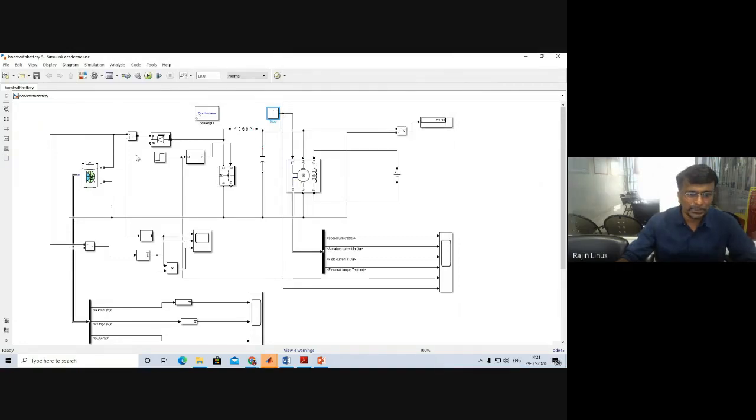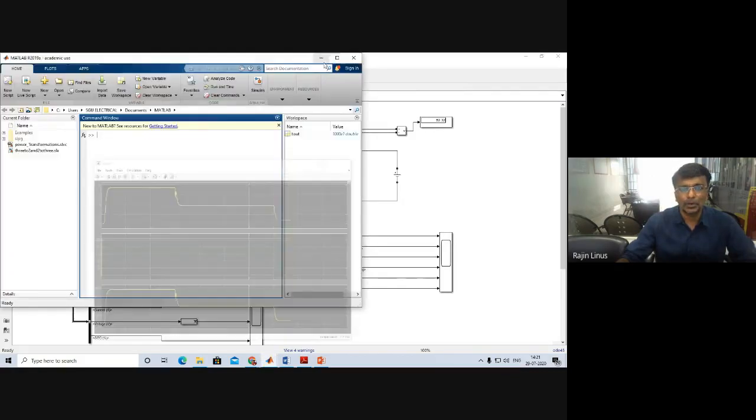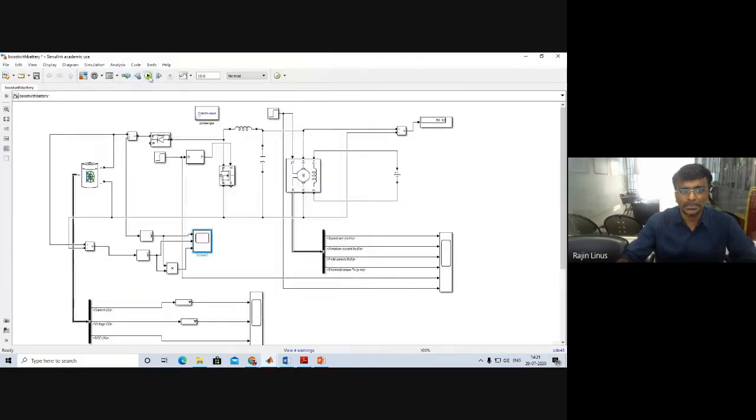Then for the power calculation, I have taken the voltage and current across this switch and connected them to the mean value block, because of switching on and off we cannot get clear waveforms. Then I have connected the product to the scope. So this is the output of this scope. Let me run the simulation for 10 seconds.